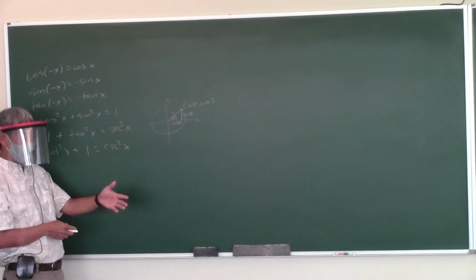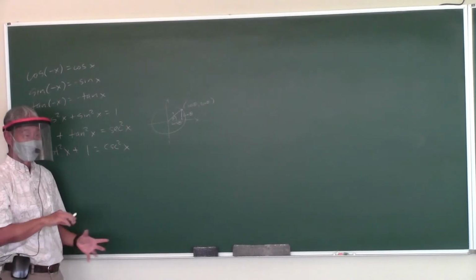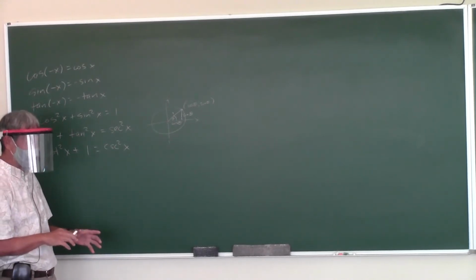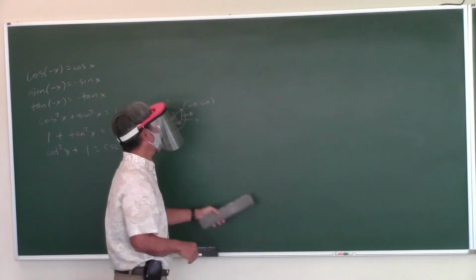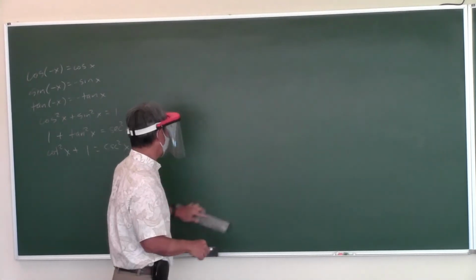When we hit trig 3 though, then we're going to start learning more. Remember the sum and difference identities? Double angle, half angle. And then of course you've got to know all of them for the rest of your math career.